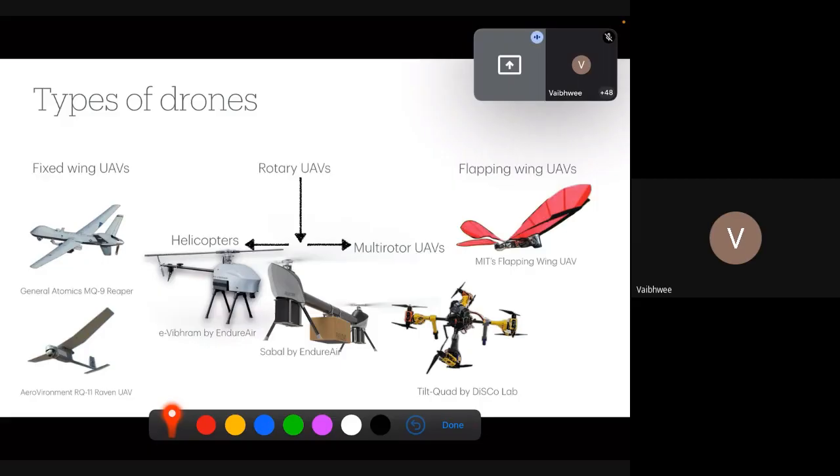Now the rotary UAVs again have two broad classifications. One is what we call helicopters, and the other is what we call multi-rotor UAVs. Helicopters are basically autonomous forms of rotary UAVs, where they have a big main rotor and one tail rotor. This big main rotor is responsible for generating the lift.